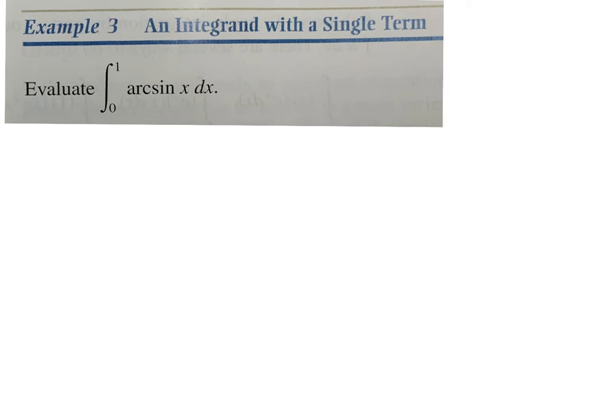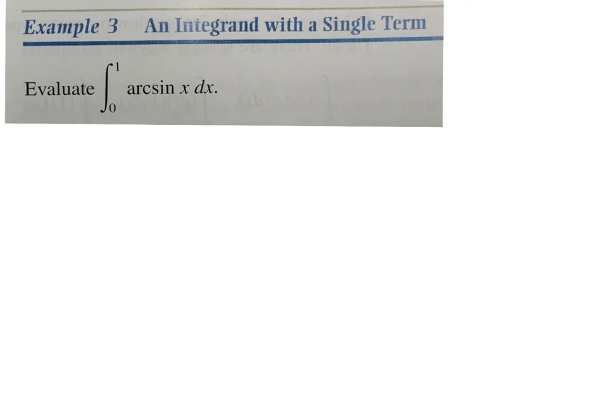So first of all, this is definite integration. Second of all, it doesn't seem like I have two things going on here, right? Like, it looks like I only have one thing going on. But the problem is I do not have an antiderivative for arc sine. I have a derivative, right? I have a derivative for arc sine, but I don't have an antiderivative.